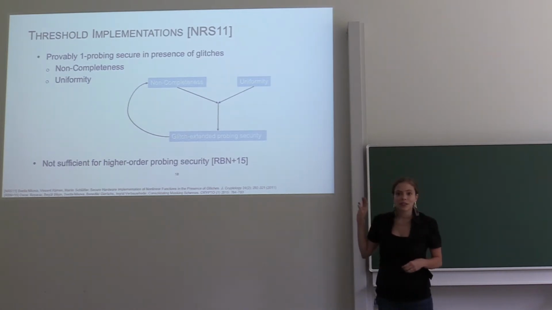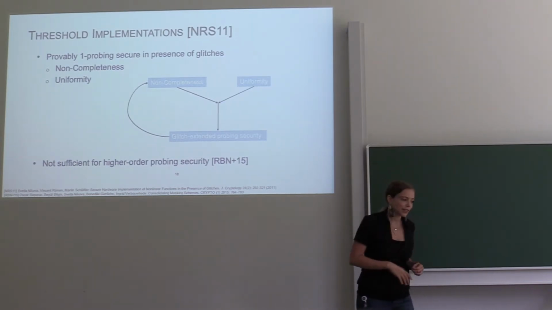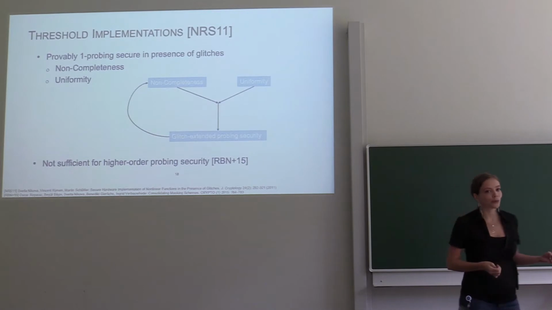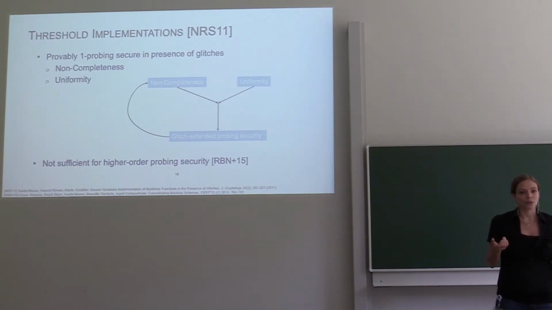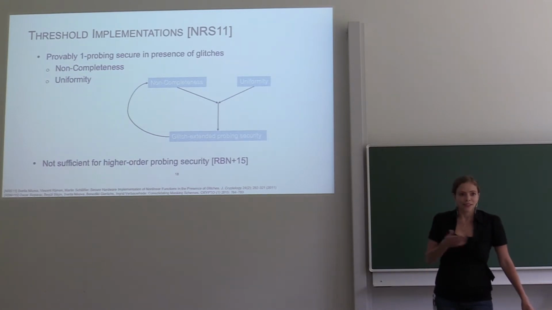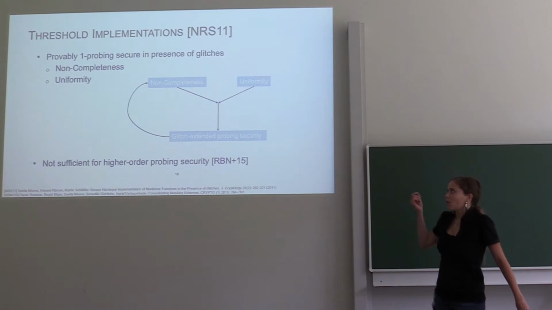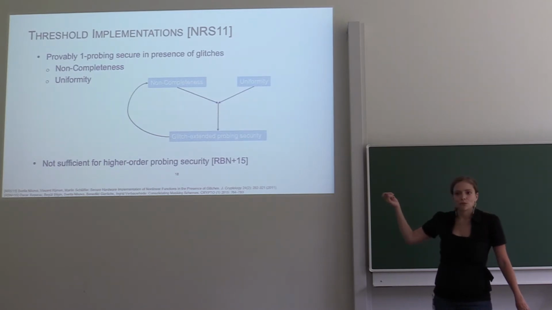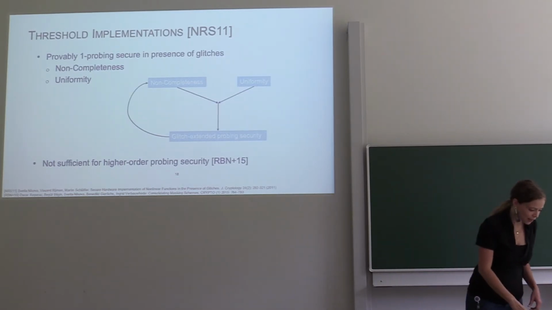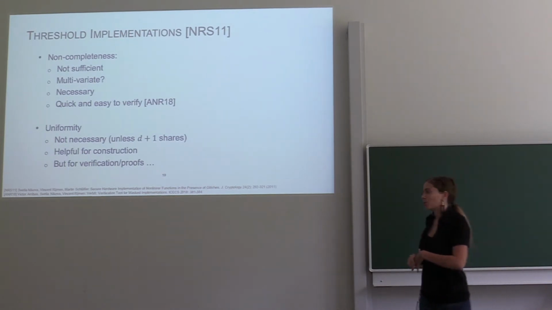The thing is that it only works for first-order security. So at Crypto 2015, it was shown that non-completeness and uniformity are not sufficient for higher-order security. This was 4 years ago, but interestingly, in the last 4 years, we still see a lot of masking papers that only mention these two properties. So what can we say about these properties?